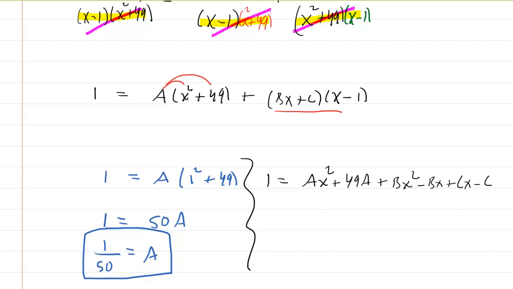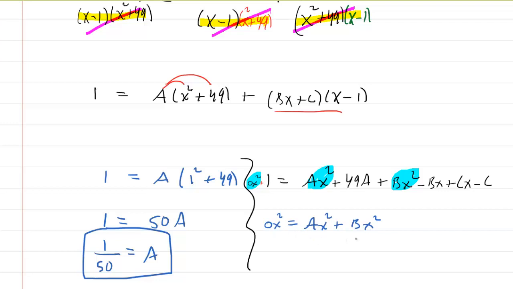Now what we'll do is we'll focus our attention on the terms that contain x squared, so those two terms. Notice on the left side of this equation, there are 0 x squared terms. So you can almost imagine that on the left side you have a 0x squared, and then plus this 1 right here. And what you do is you set those terms equal to one another. So you set the 0x squared equal to the ax squared plus the bx squared.